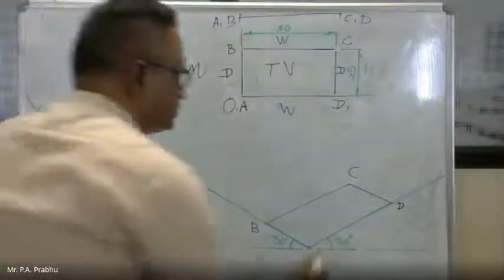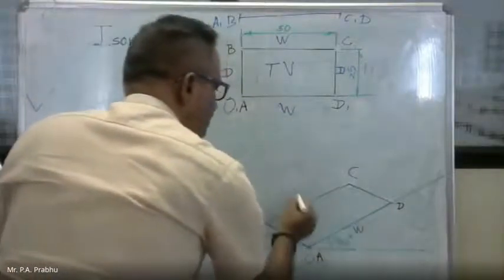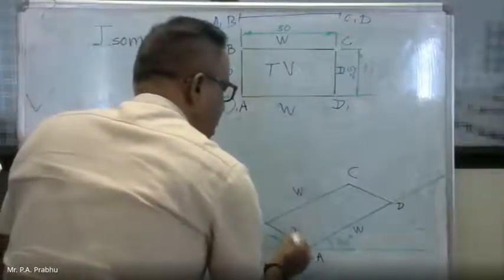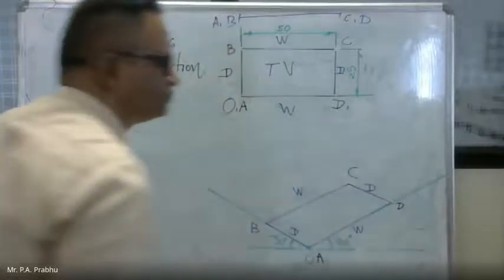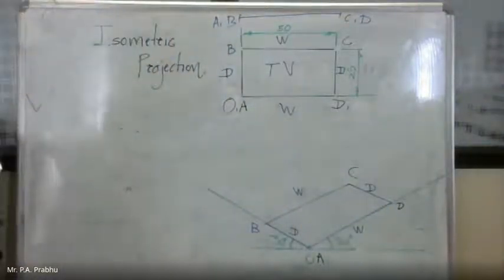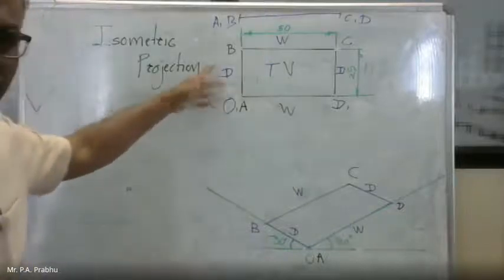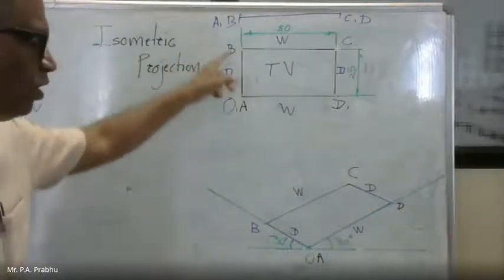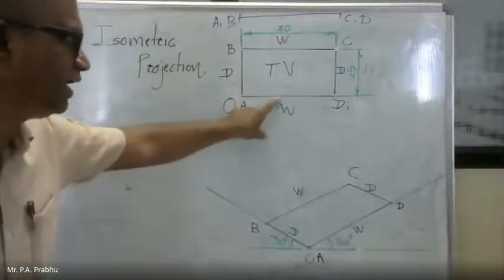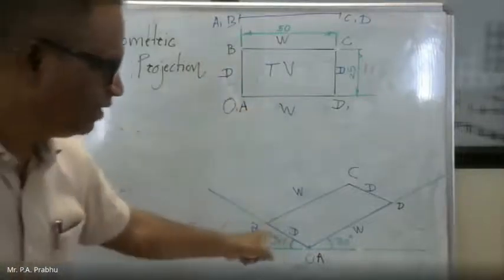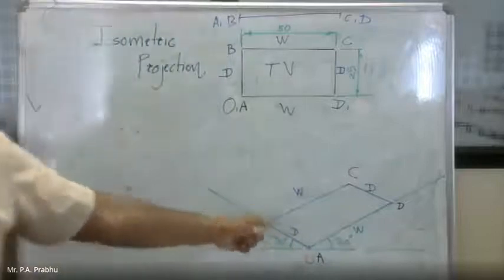Here, this is the width dimension, and this will be depth and depth. So when the top view is given, there is no height dimension. All these two dimensions, the width or length and the depth, will be horizontal. There is no vertical line in this isometric drawing.